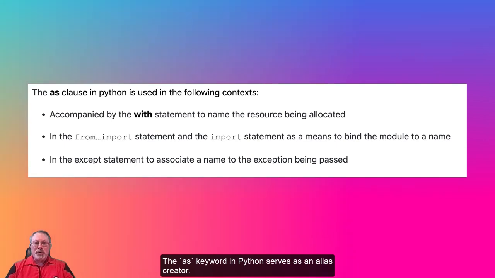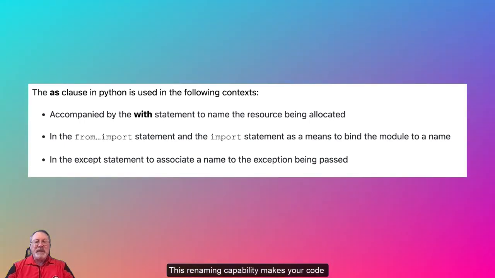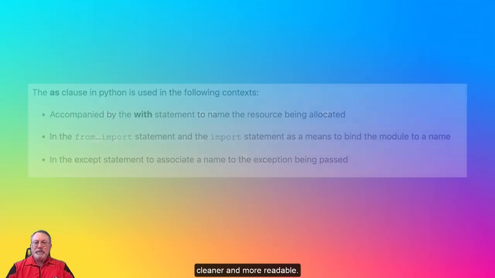The as keyword in Python serves as an alias creator. It allows you to assign a different name to modules, exceptions, or context managers you're working with. This renaming capability makes your code cleaner and more readable.